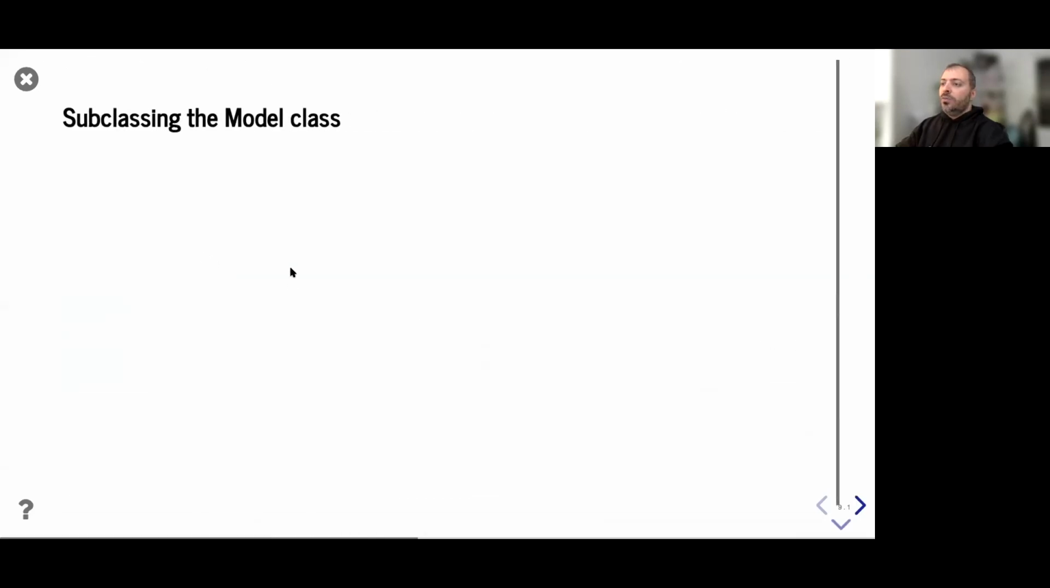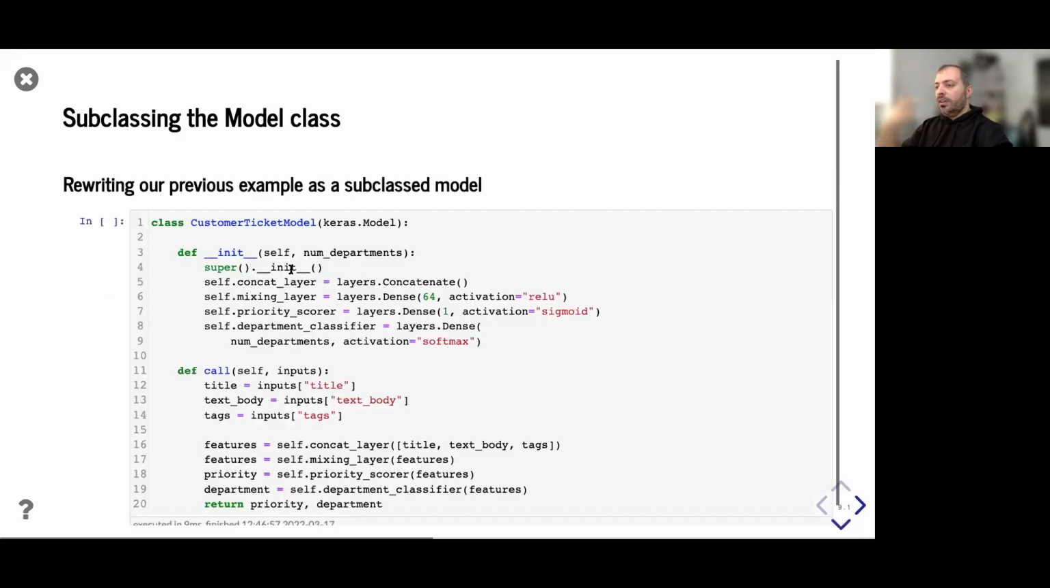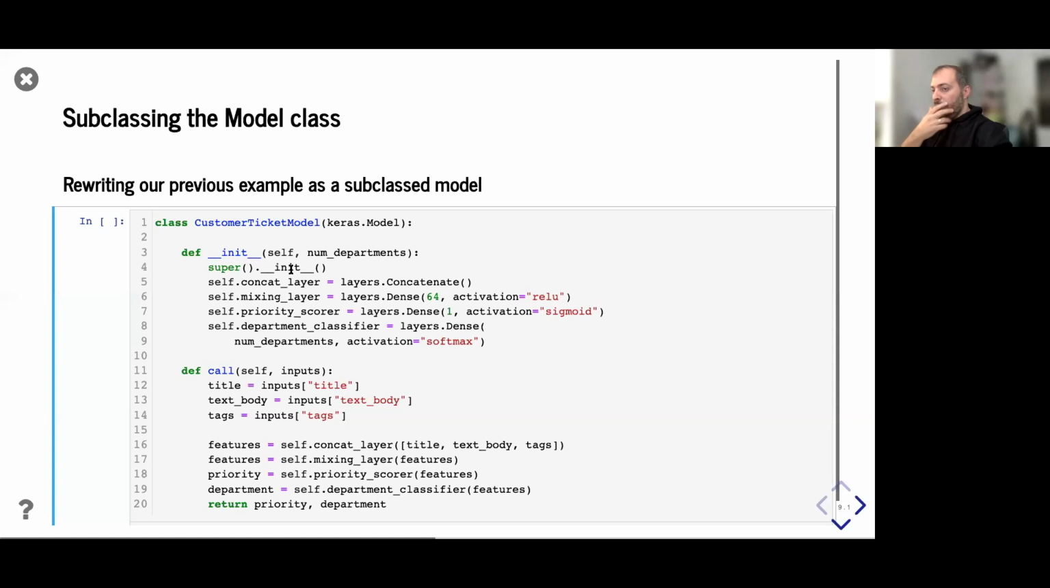Now, let's move to the next one, the subclassing model. So we saw the sequential and the functional API. Now we will see the subclassing approach. And this approach is to create a class of the model that inherits from the Keras.model.